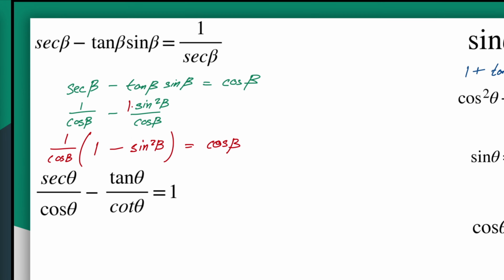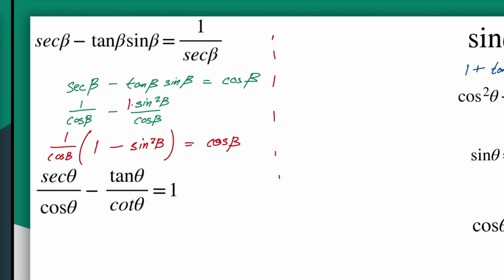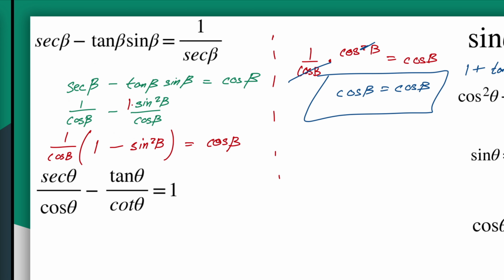So that means this left side could be read as 1 over cosine beta times cosine squared beta equals cosine beta. Now, of course, there's a single cosine on the bottom and a square, so we end up getting rid of the square. 1 times cosine beta is cosine beta equals cosine beta. And there it is. Okay?